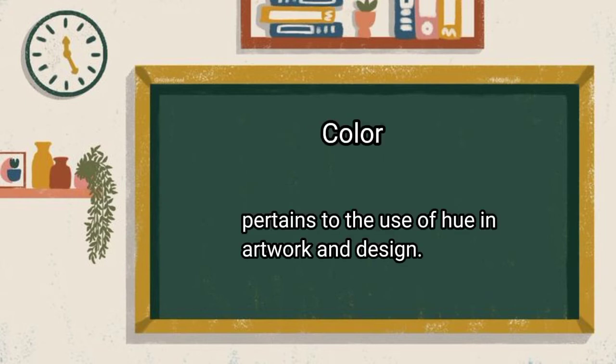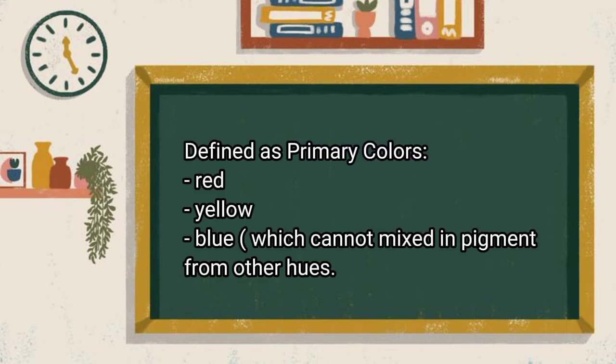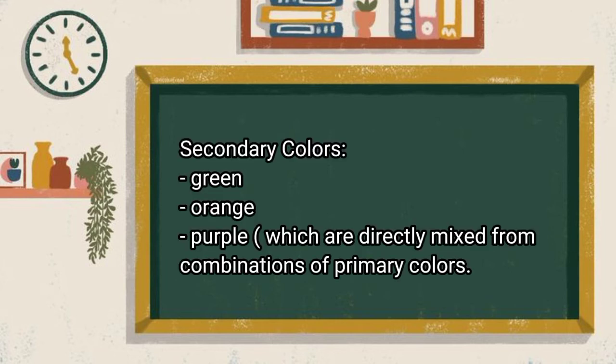Color pertains to the use of hue in artwork and design. Colors are defined as primary colors, under which are red, yellow, and blue, which cannot be mixed from the pigment of other hues. Next are secondary colors: green, orange, and purple, which are directly mixed from combinations of primary colors.